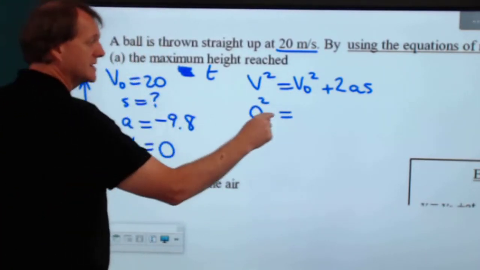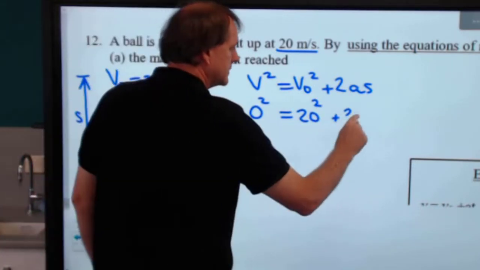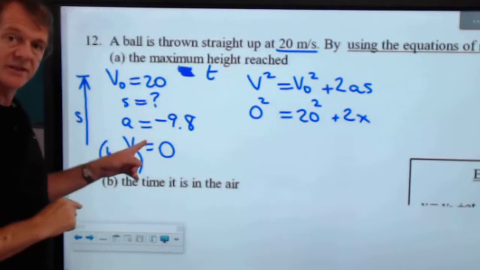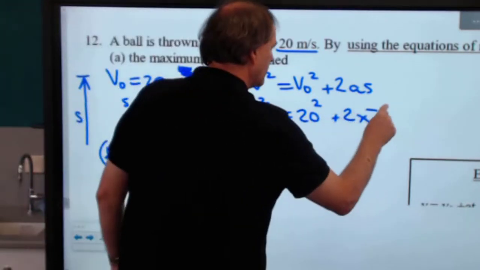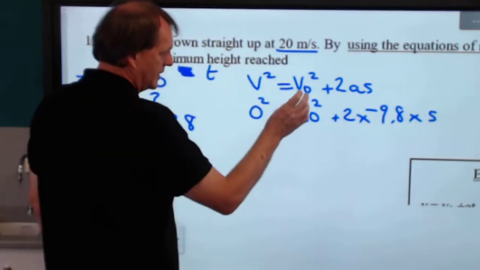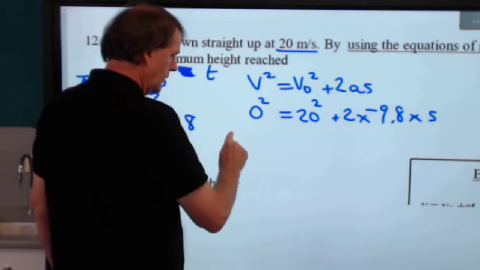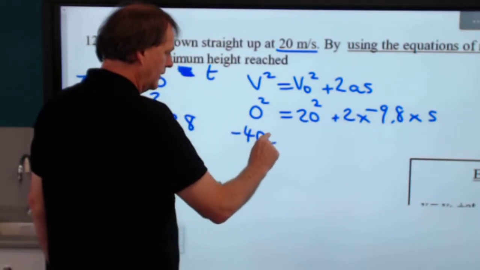It started at 20 metres a second, so it's 20 squared. And then you've got 2 times by an acceleration, which is minus 9.8, times by the s we don't know. So when you're rearranging this here, you're going to get 20 squared is 400. Now this is plus 400 on this side. On this side it becomes minus 400 when you move it.